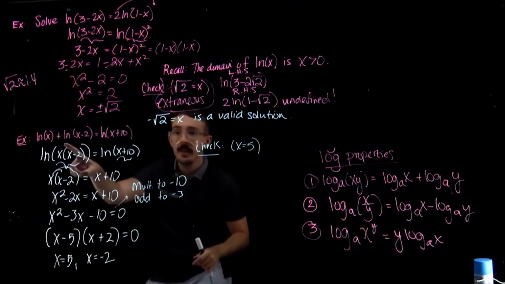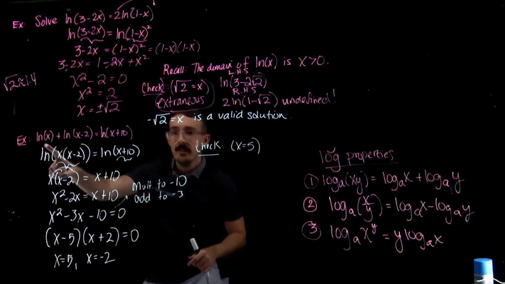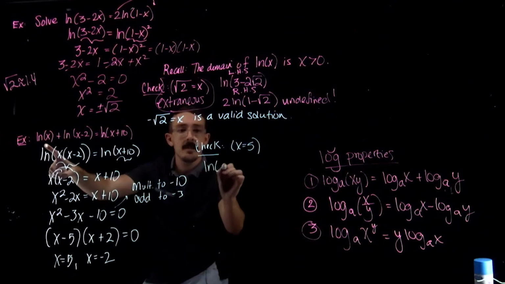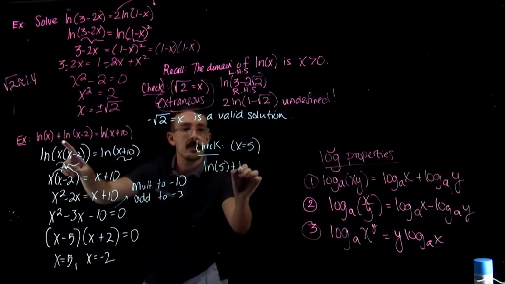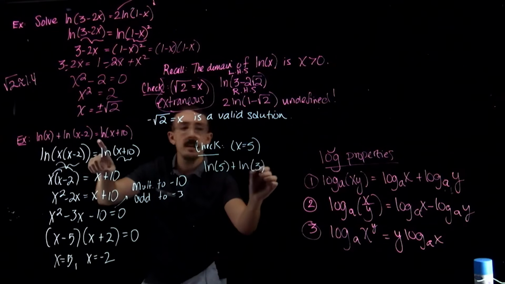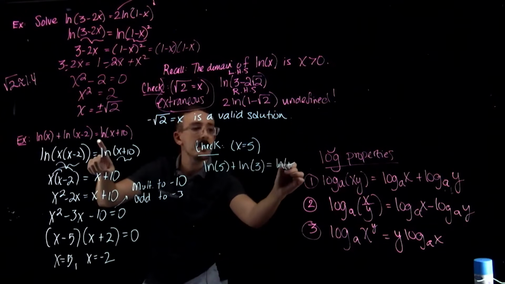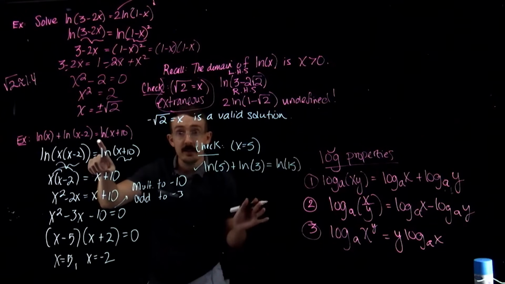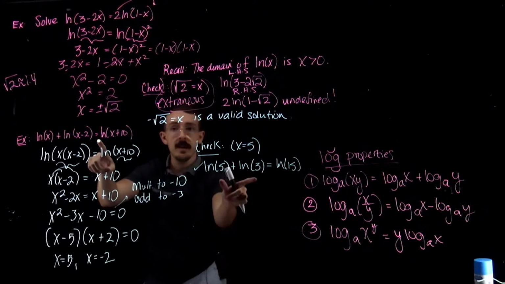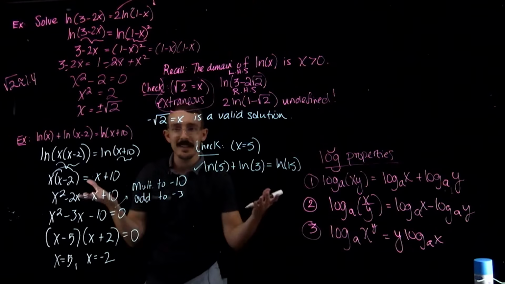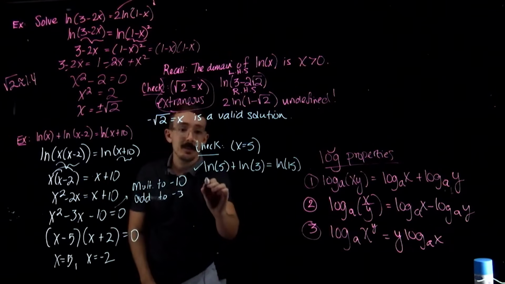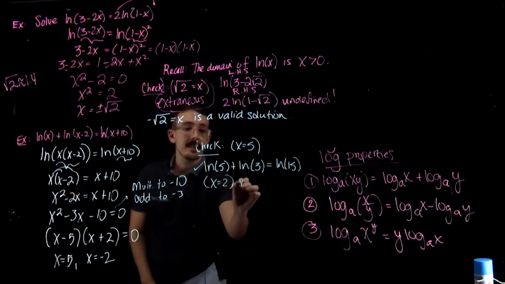So that's here. Here we have log 5 plus log 3 equals log 15. That's correct. That's perfectly fine. You combine these together to get 15. All of these are positive numbers, so we can take the log of them. You're probably going to guess that this is extraneous.